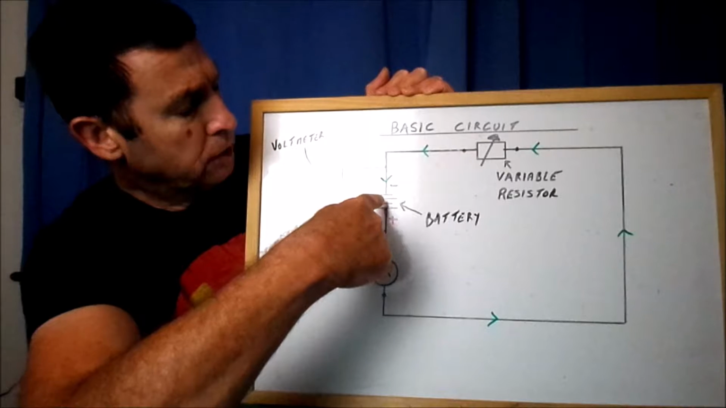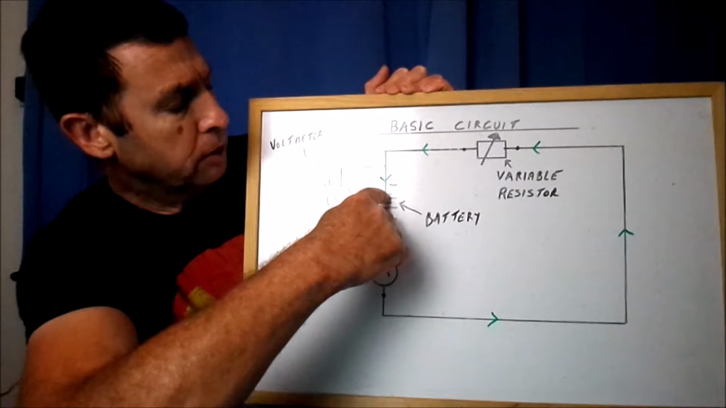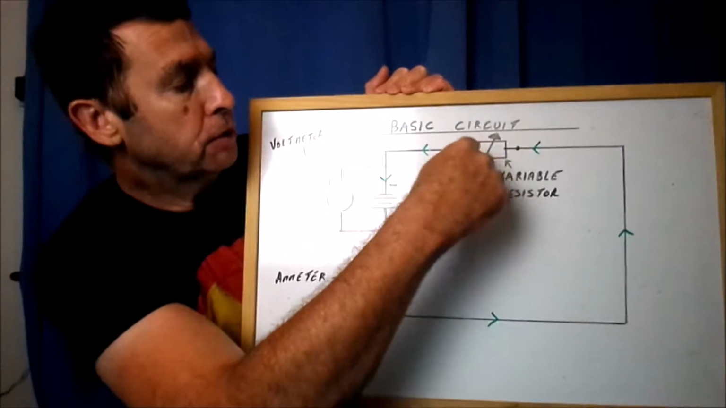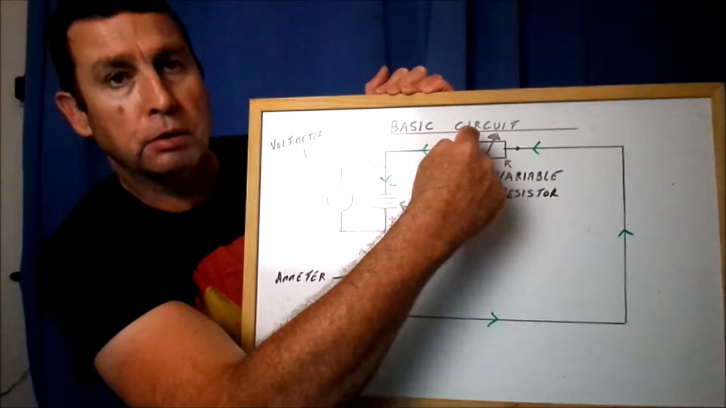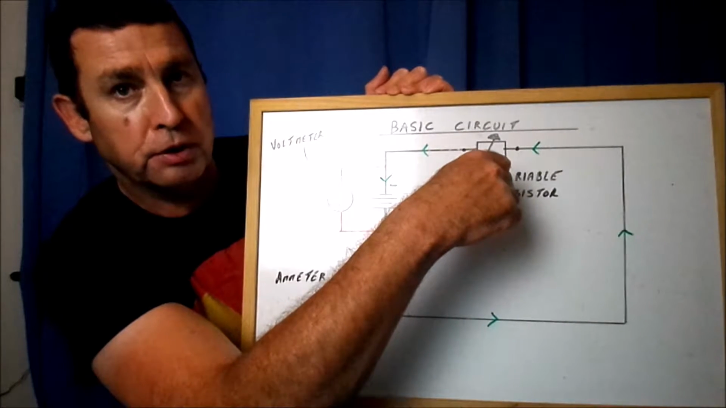If you notice this symbol here, that's the symbol for a battery. If you just had one of those, a pair of those lines, that would be a cell. This here is a variable resistor, so a normal square is a resistor and a square with an arrow through it is a variable resistor.